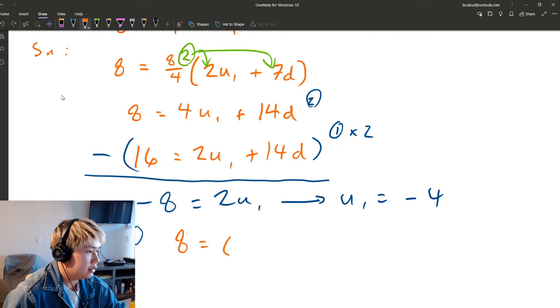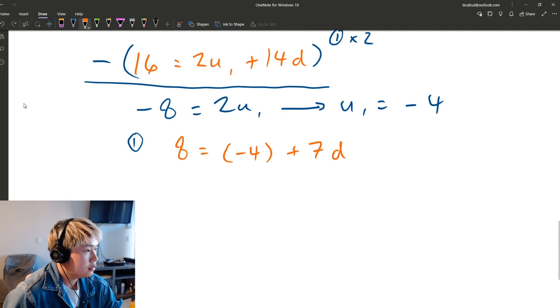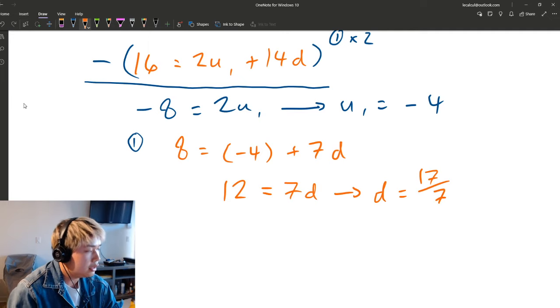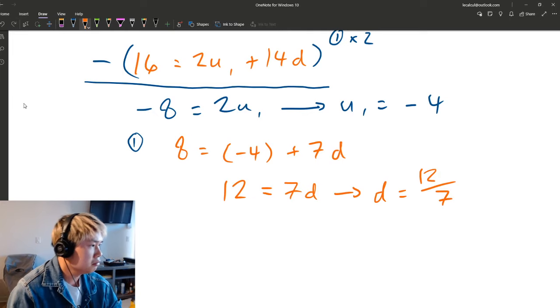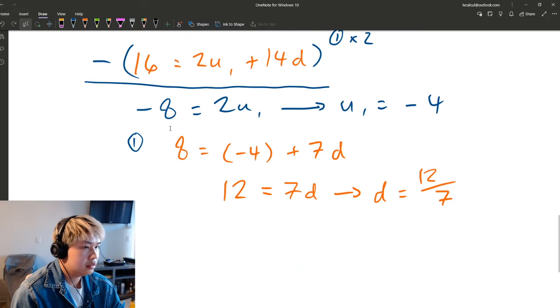So 8 is equal to -4 plus 7d. So that means that 12 is equal to 7d. So d is 12 over 7. There you go, easy peasy. Pretty standard question, I must say. And I think if I did everything right, then that's probably like a 3 already.